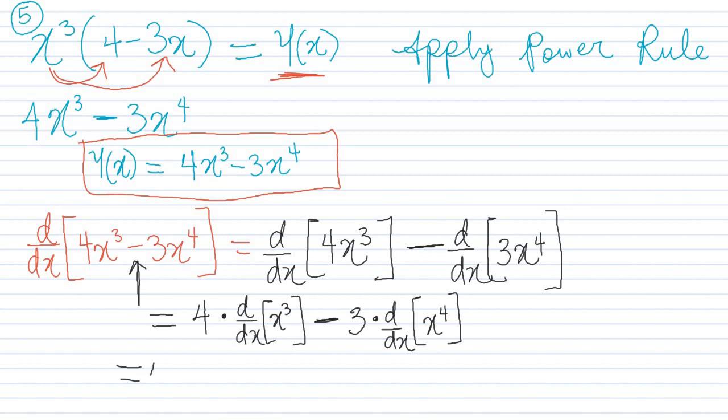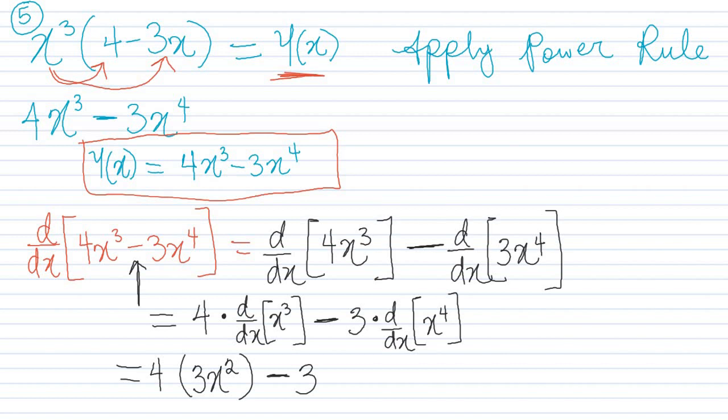So we have 4. What is the derivative of x cubed? It's the same thing as bringing down the power down. So that will be 3x, and decreasing that power of 3 by 1. So 3 minus 1 will give you 2. There will be minus here. And then we have 3.